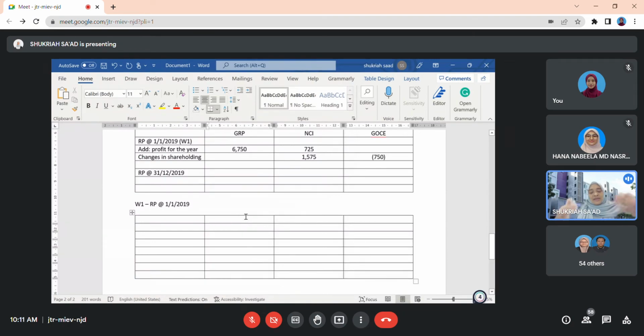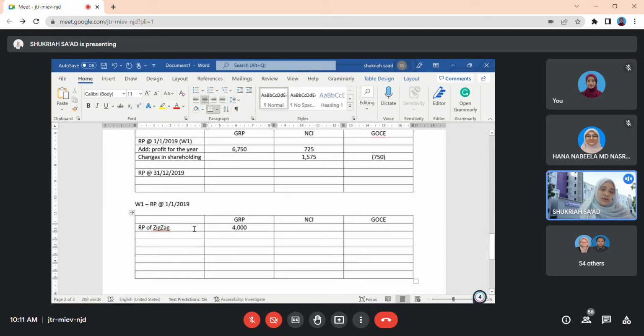Kalau nak macam biasa ke bawah tu pun tak ada masalah, boleh. This one is retained profit. This one will be NCI. This one will be GOCE. Ini kan biasalah, dengan retained profit of zigzag. Berapa nilai di kelas? 4,000. Saya buat sini 4,000.